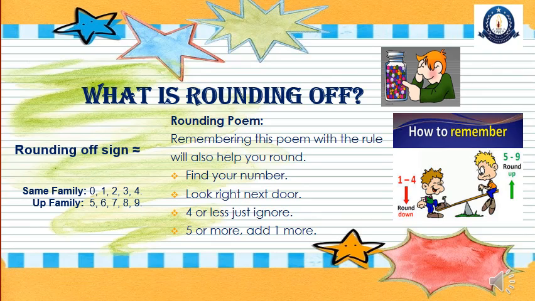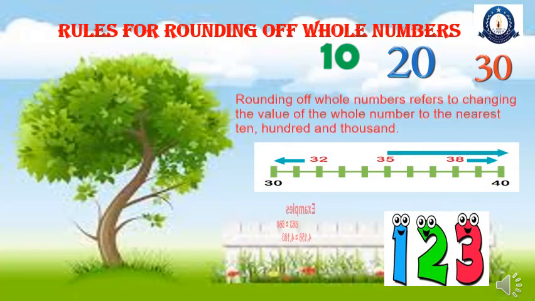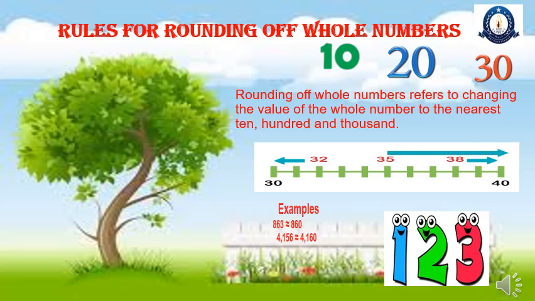When a question asks you to round or estimate, you are being asked about how many. Your appropriate number will help you solve the problem. Rules for rounding off whole numbers. Rounding off whole numbers refers to changing the value of the whole number to the nearest 10, 100 and 1000. Rounding gives us numbers that are easy to use like 10, 20, 30, 40 and so on. Rounding off numbers helps you to solve everyday problems.